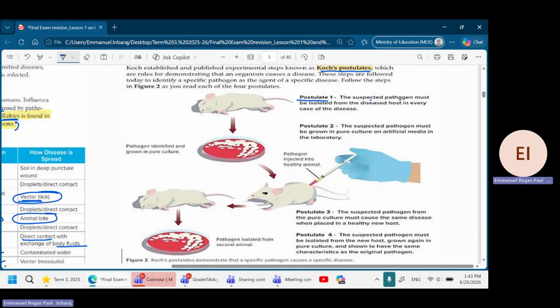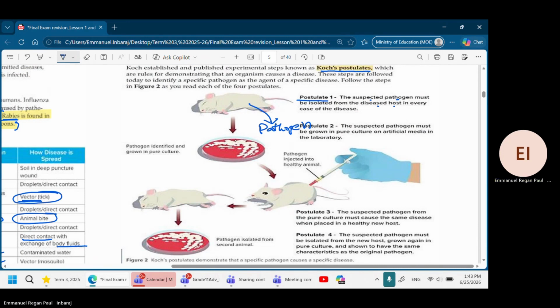So what is postulate number 1? The suspected pathogen must be isolated from a diseased host in every case of the disease. You see here, there is a rat. The rat is dead because of a disease. So what they are doing is isolating the pathogen from this dead animal.